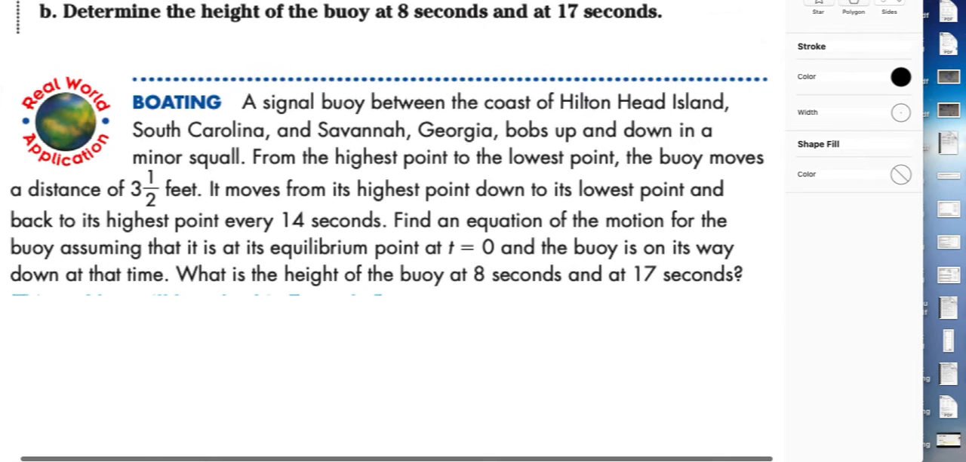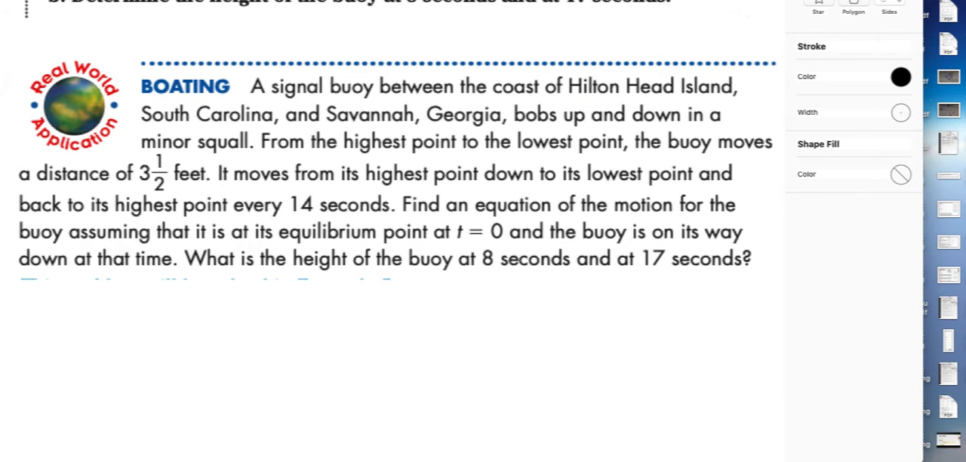So here's what we have. A signal buoy between the coast of Hilton Head Island in South Carolina and Savannah, Georgia, bobs up and down in a minor squall. From the highest point to the lowest point, the buoy moves a distance of 3.5 feet. It moves from its highest point down to its lowest point and back to the highest point every 14 seconds. Find an equation of the motion for the buoy, assuming that it is at equilibrium at t equals 0, that's time 0, and the buoy is on its way down at the time. What is the height of the buoy at 8 seconds and at 17 seconds?